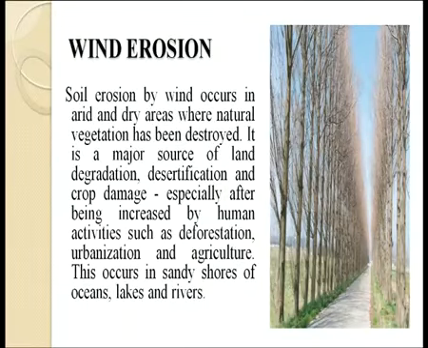Now, come to wind erosion. Soil erosion by wind occurs in arid and dry areas where natural vegetation has been destroyed. It is a major source of land degradation, desertification and crop damage, especially when increased by human activities such as deforestation, urbanization, etc. This occurs on sandy shores of oceans, lakes and rivers.